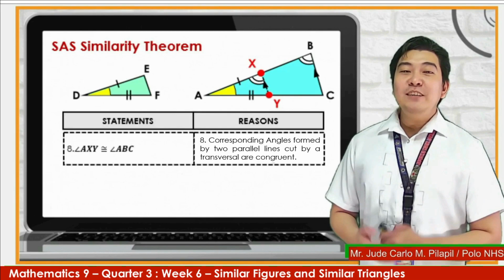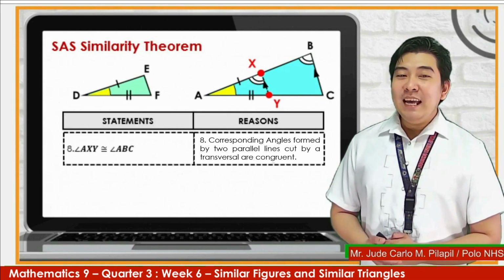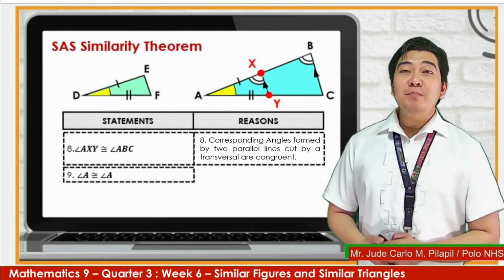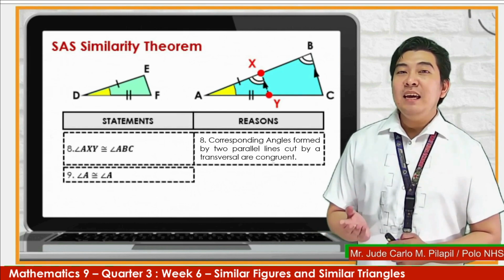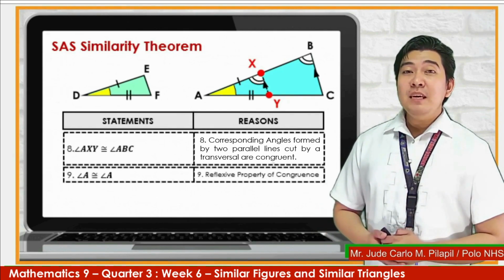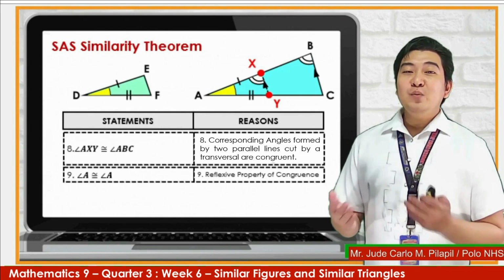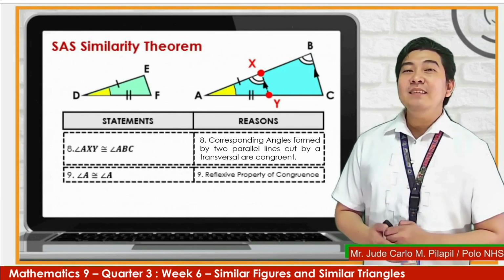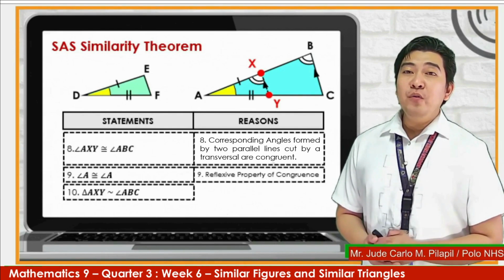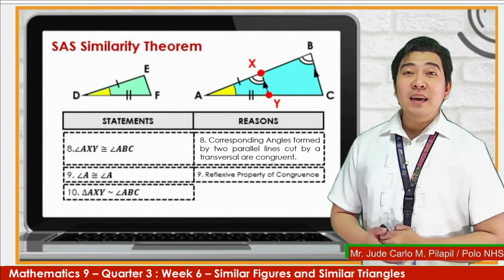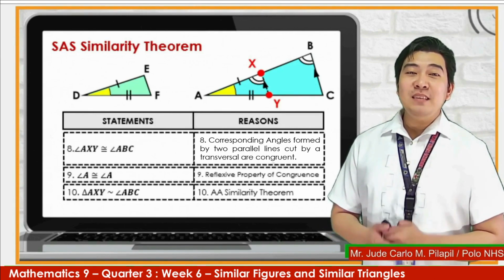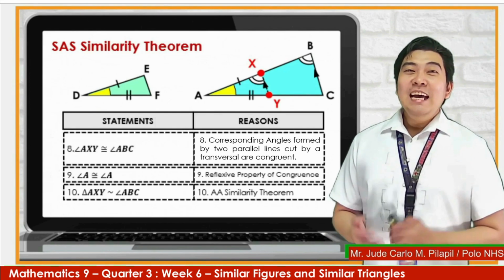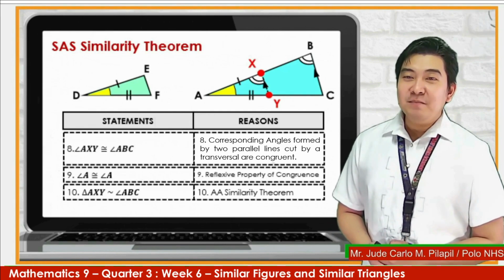Triangle AXY and triangle ABC have a common angle, and that is angle A. So our next statement will be angle A is congruent to angle A. That is by reflexive property of congruence. As we can see in the figure, since we already have two pairs of corresponding angles that are congruent, we can now prove that triangle AXY is similar to triangle ABC. That is because of the AA Similarity Theorem. Let us now proceed with the last target.